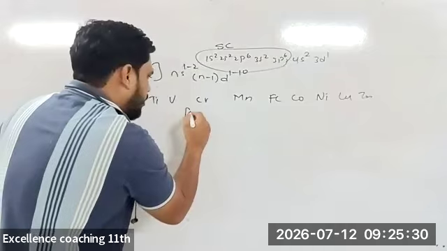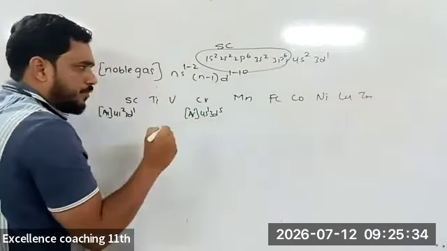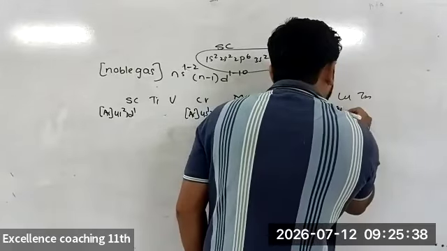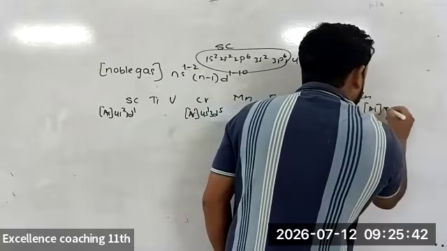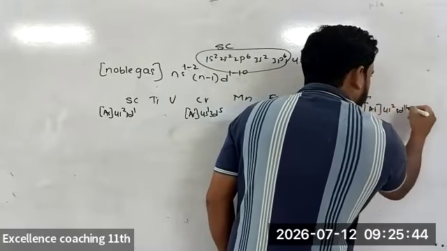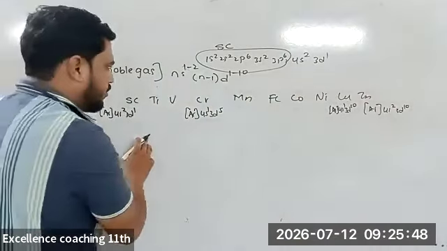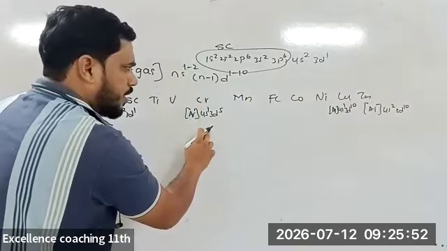What will be the configuration for chromium? Argon 4s1 3d5. For copper, argon 4s1 3d10. And for zinc, argon 4s2 3d10. Like this, after scandium there are titanium, vanadium, chromium, manganese, iron, cobalt.